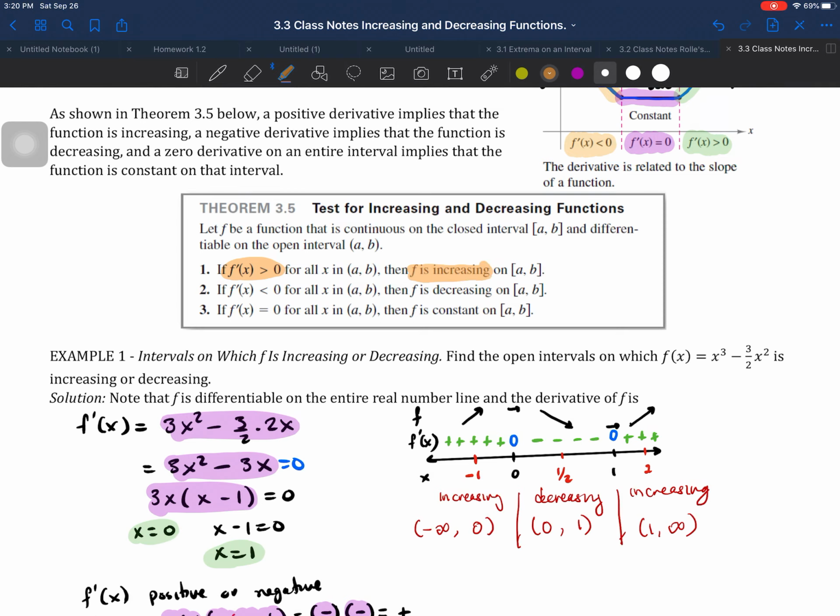That's what we're trying to get here. How can we learn something about the behavior of the function? By looking at the derivative. That's the name of the game, right? That's the name of the game. So we want to know whether the function is increasing, decreasing, or constant.